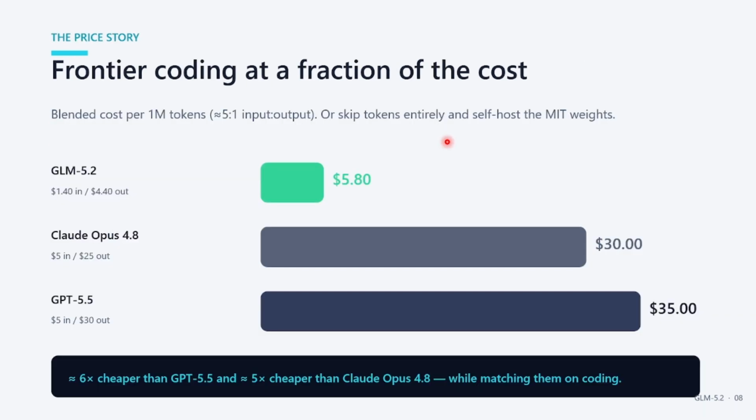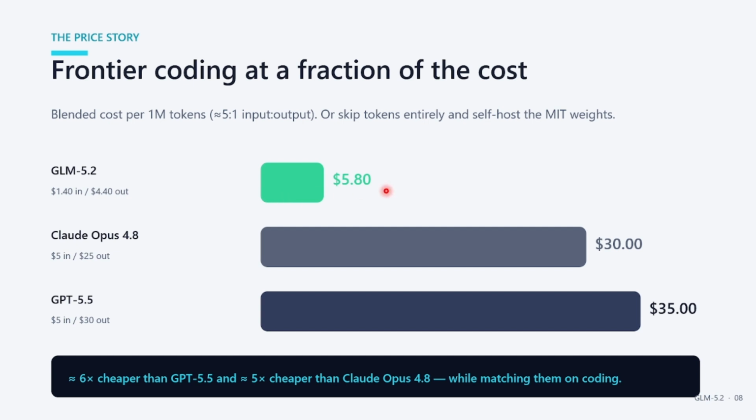Cost is one of the biggest reasons this model matters. The slide compares blended cost per 1 million tokens. GLM 5.2 is shown as much cheaper than GPT 5.5 and Claude Opus 4.8. For small use, this may not feel huge, but for companies running many coding agents or thousands of requests, the savings can become very large.